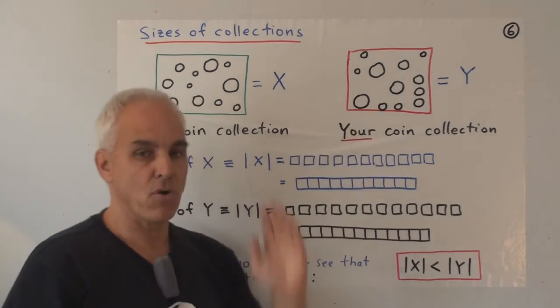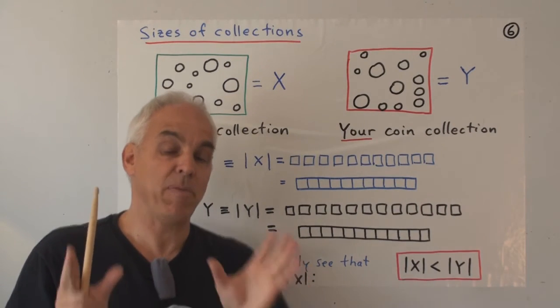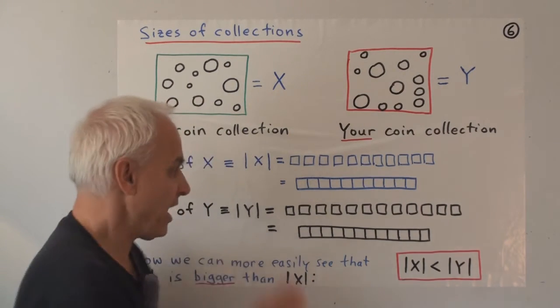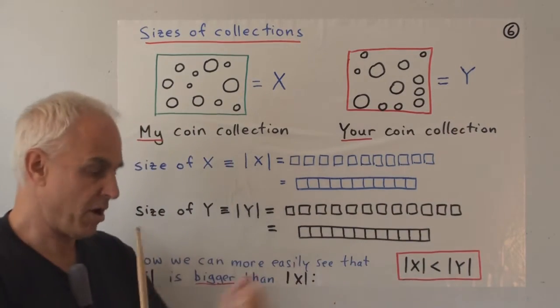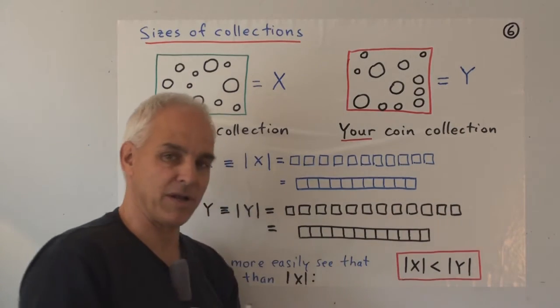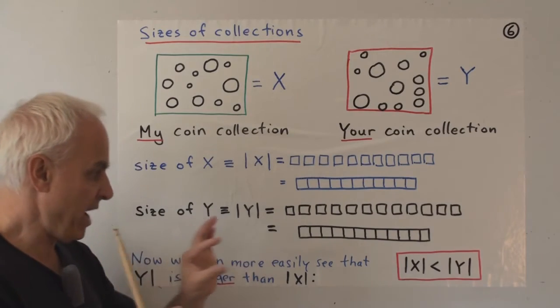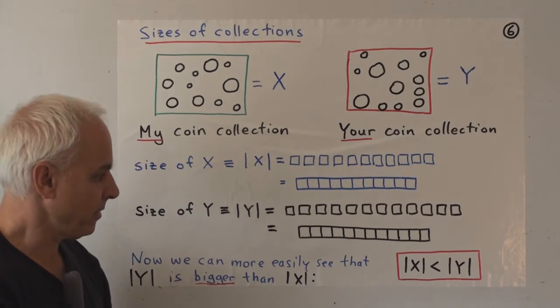Now we don't have to worry about the coin collections anymore. We can now just compare the numbers. So I have the number of my coins on a piece of bark. You have the number of coins in your collection on a piece of bark. We can compare our two numbers. How do we do that?